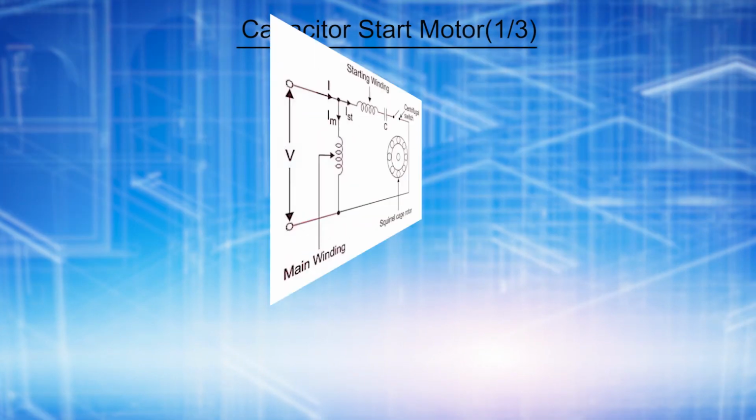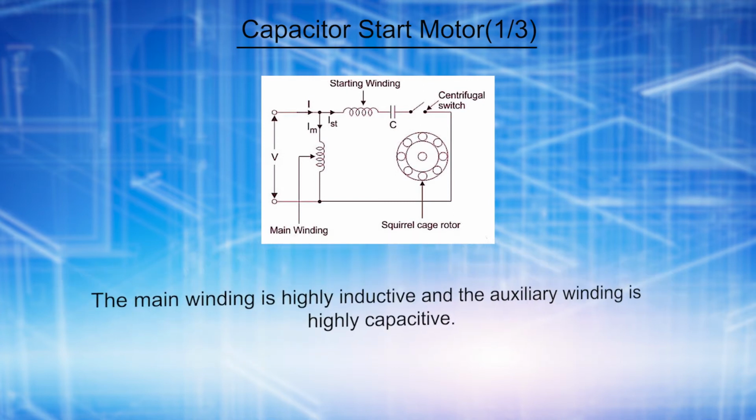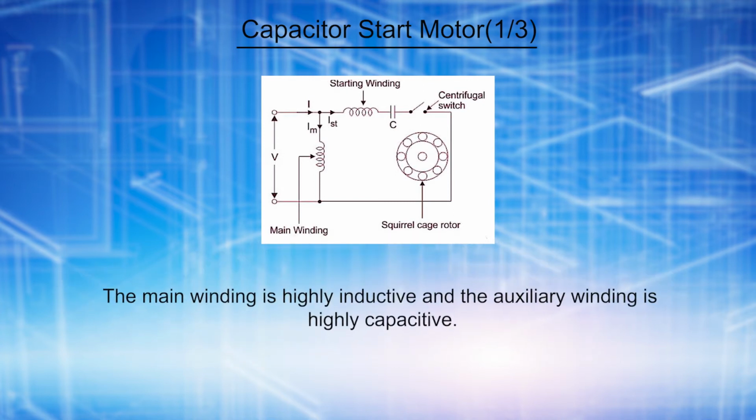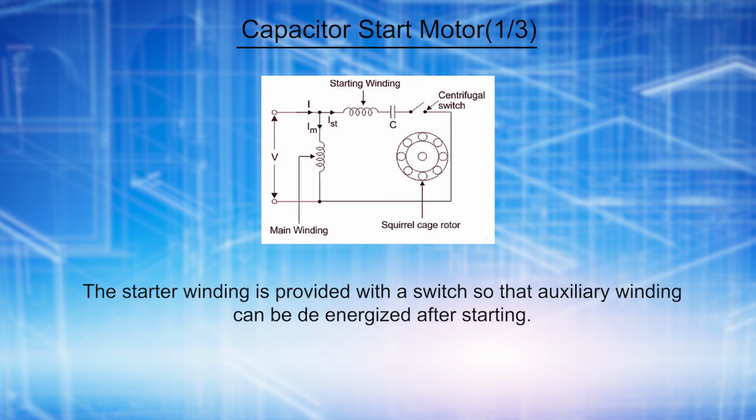The first motor shown is a capacitor start motor. You can see that both the windings are in quadrature and both are in parallel to the single phase supply. Now, the main winding is highly inductive and the auxiliary winding is highly capacitive. This is done by attaching a capacitance in series with the starting winding. The starting winding is also provided with a switch, so that the auxiliary winding can be de-energized after starting.